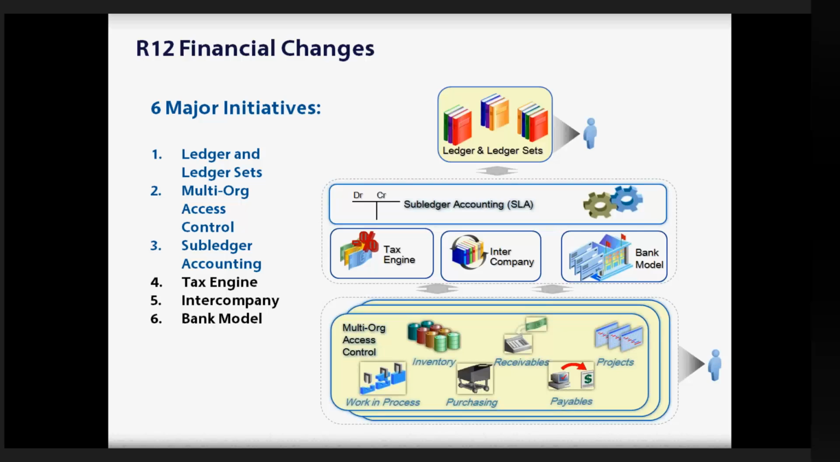I just want to talk you through some of those major changes because they do have an impact on how you report and the sort of data that you'll be able to get out of the system and how you get it out. So first of all, let's have a look. There were 6 major initiatives really.